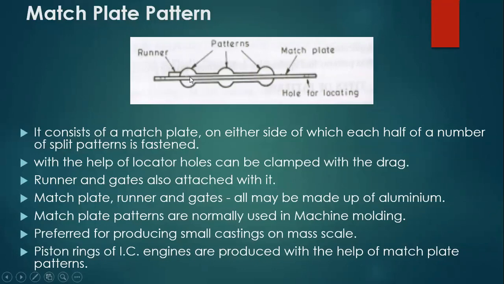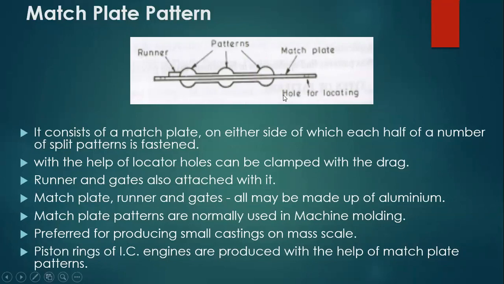Means above the match plate there are half parts of the pattern. At the lower side of the match plate another half part of the pattern is fixed. Everything is made up of aluminium. Mostly we are using aluminium because aluminium is corrosion resistant and its machinability is also highest. That's why complicated shapes we can give to this match plate pattern if we are using aluminium as a material.